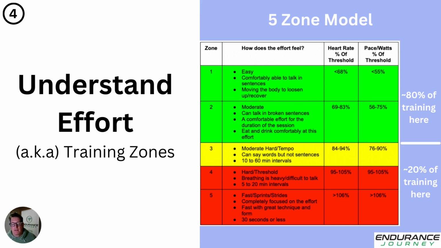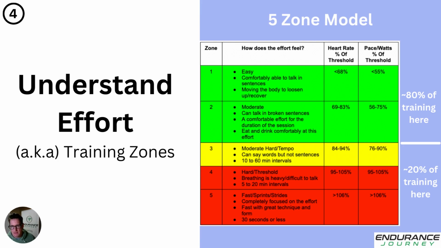And then our last set we do is zone 5. And this is what we term as fast, sprints, or strides. So it's all about doing fast efforts with great technique and form. You're really focused on the effort and just making sure that you're holding good technique and form while moving fast. These are short intervals, 30 seconds or less. So those are the zones and the efforts that correspond to those zones.